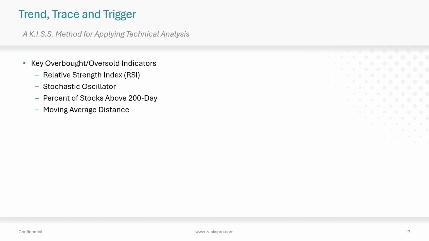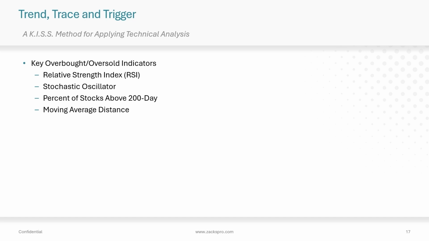Now, there are some key overbought and oversold indicators out there. The first one, which is what we're going to talk about here and what we're going to apply, is the relative strength index. You also have the stochastic oscillator, and the percent of stocks above the 200-day moving average. That, my friends, is a fantastic overbought, oversold indicator when you're looking at the market as a whole. Definitely something you should check out. It is available on TradingView.